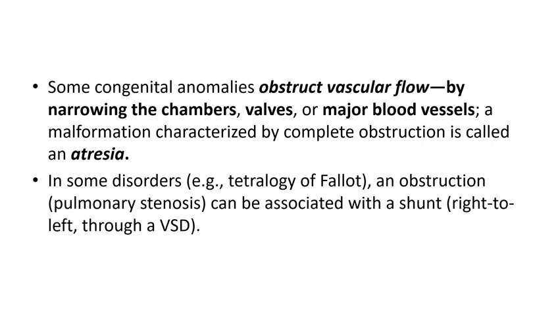And the third type of anomalies is obstructive heart disease: obstruction in the chambers, walls or blood vessels. If a complete obstruction is there, then it is known as atresia.